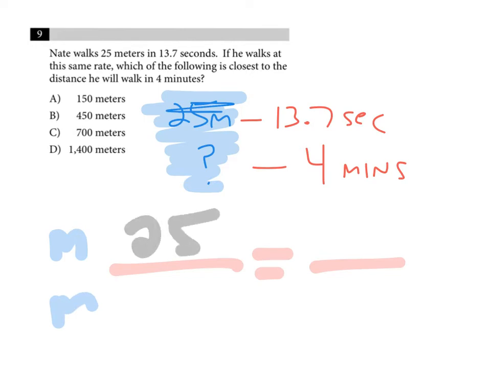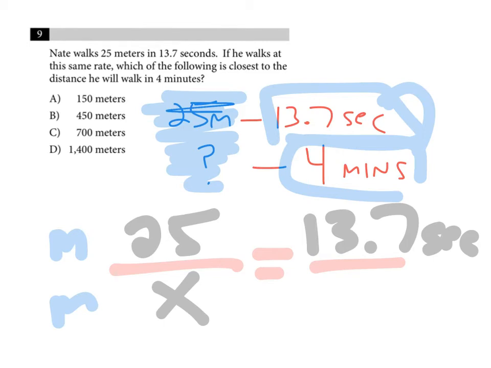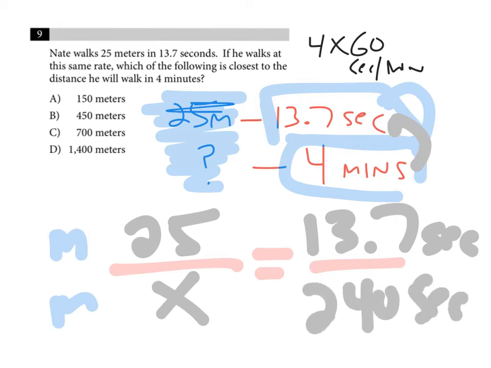So he walks 25 meters in 13.7 seconds, the question says, how many meters will he walk in 4 minutes? But the problem is, here you have two different units of measurements. And what we want to do is we want to kind of convert them to the same unit of measure. And I think it's sometimes easier to do these questions if you convert to a smaller unit. So for example, if you have 4 minutes and there's 60 seconds in every minute, basically what that means is there's going to be 240 seconds in the 4 minutes. So now we're staying consistent. We have meters and meters on the left.